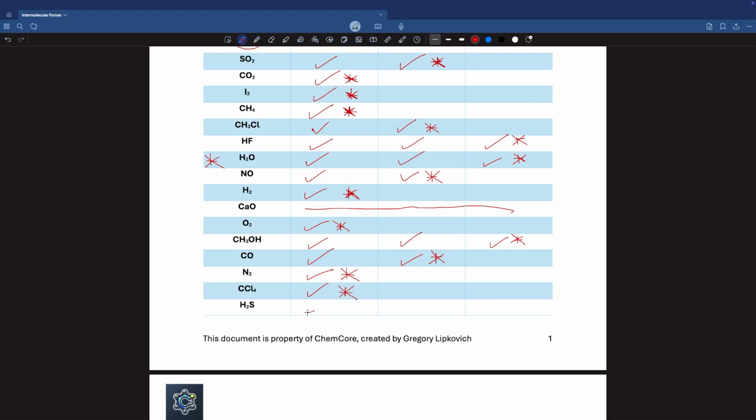H2S is a covalent molecule, so definitely good with London dispersion forces. And it is polar, so it does have the dipole-dipole moment, but hydrogen connected to sulfur does not qualify for hydrogen bonding, so dipole-dipole forces are our strongest intermolecular force.